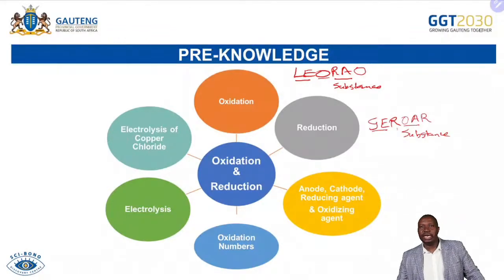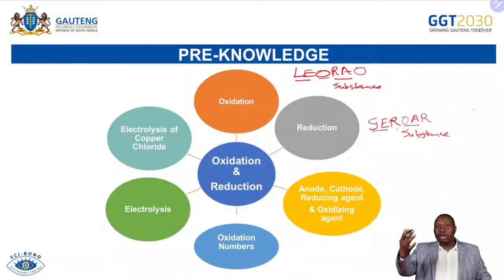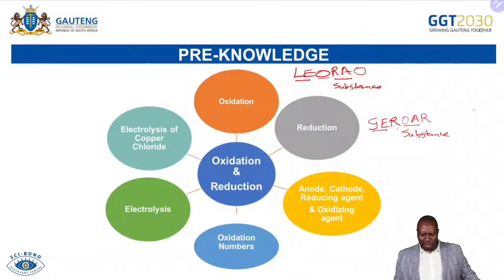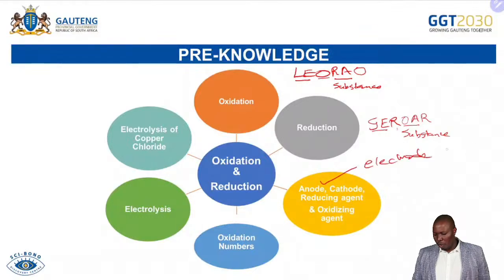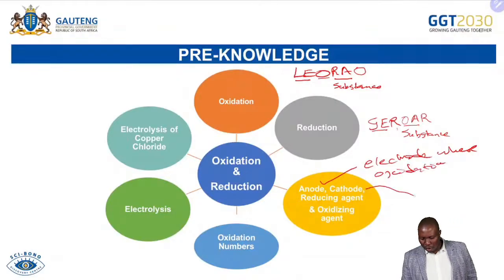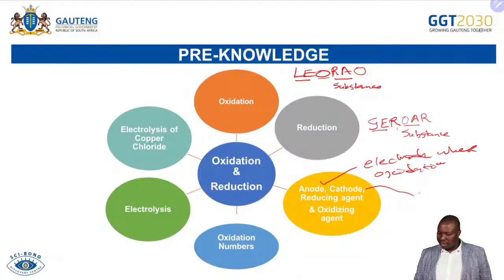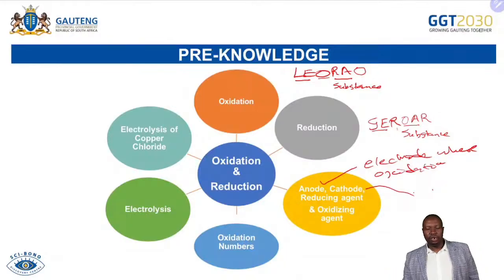So you are able to see that LEO and RED CAT help you to remember at all times all these nice definitions. At the anode, we said this is the electrode where oxidation takes place. And the cathode is the electrode where reduction occurs.